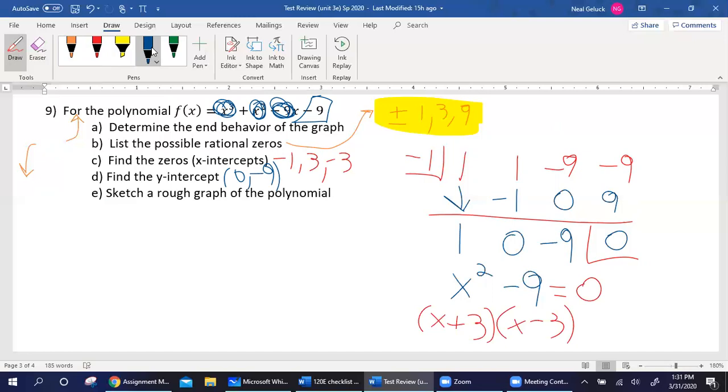And so now I can put all this information together and sketch a graph. So I know that I'm hitting at -1, 3, and -3. I know that my graph should start down below on the left and should end up high on the right. I also know that I'm hitting at 0, -9, so I'll just say here's -9.